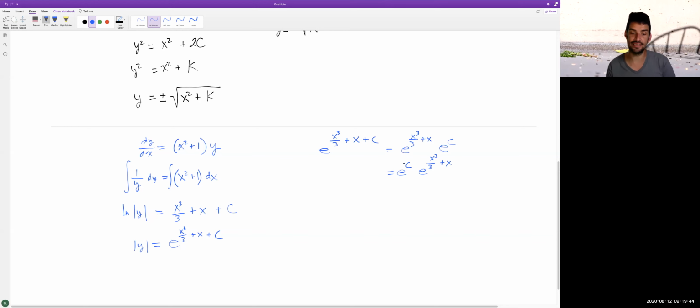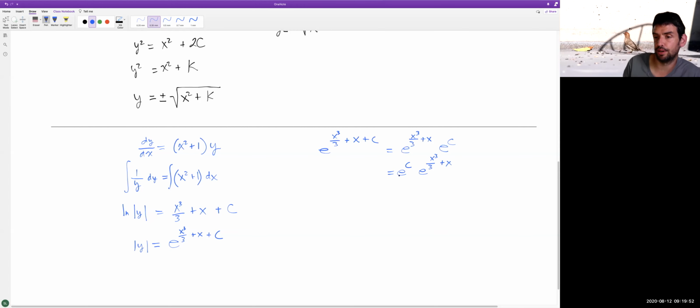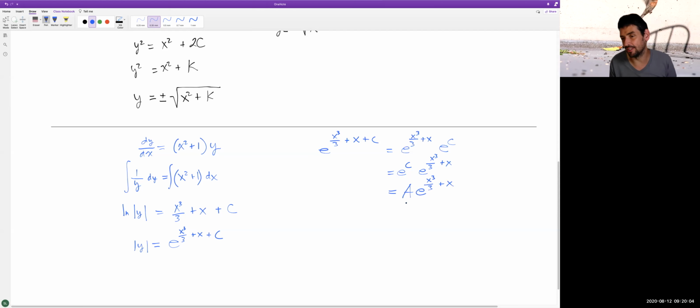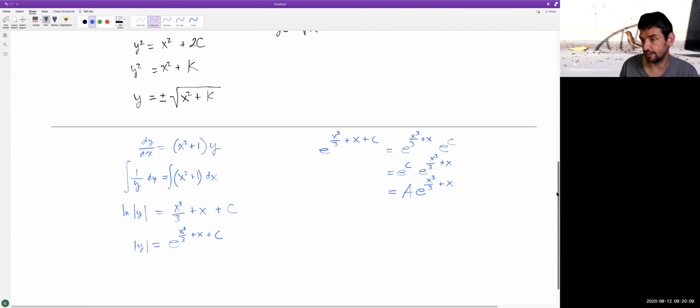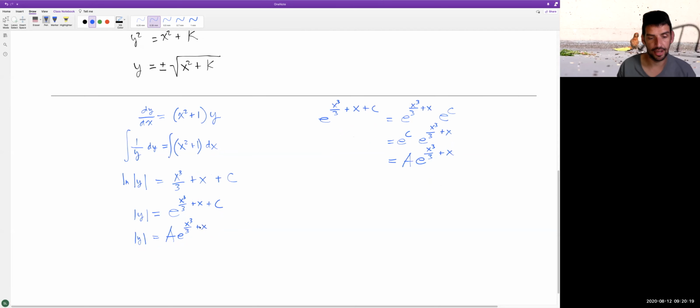Notice e to the c is just e to some number, right? Which can be almost anything. I'm going to just rewrite this as an a. But we should note that a has to be positive because it's an exponential raised to some number. So I can rewrite this now. I've got the absolute value of y is equal to a e to the x cubed over 3 plus x. Okay?